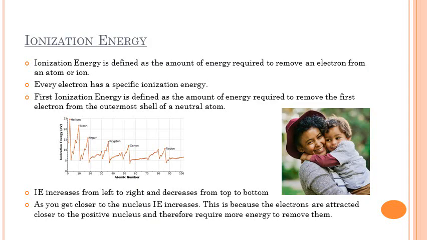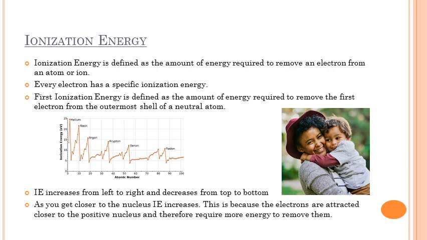The next section we'll be looking at is ionization energy. Ionization energy is defined as the amount of energy required to remove an electron from an atom or ion. Every electron has a specific ionization energy. First ionization energy is defined as the amount of energy required to remove the first electron from the outermost shell of a neutral atom. It increases from left to right and decreases from top to bottom. You can see this in the graph above.